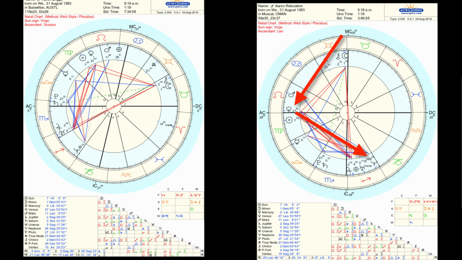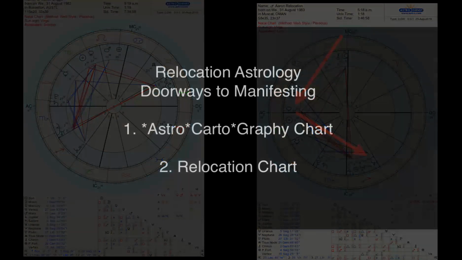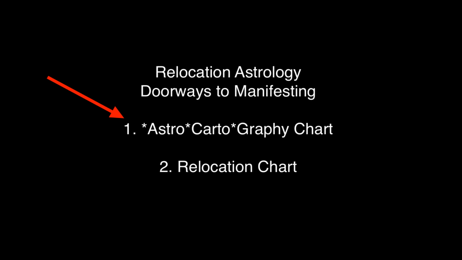All right, you are now armed with two techniques: how to create your astrocartography, and how to relocate to any place in the world that you want.